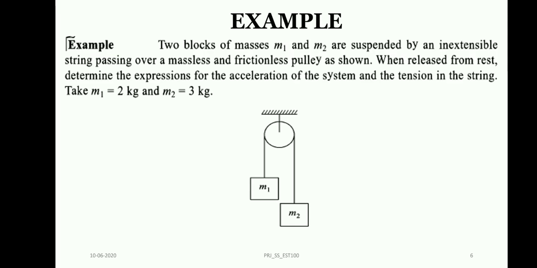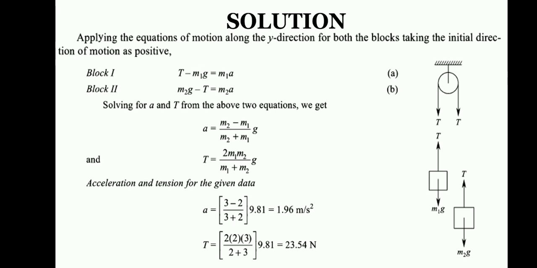Clear? To maintain the body in dynamic equilibrium, forces in the direction of motion are taken as positive and forces opposite to the direction of motion are taken as negative. Clear? Next, drawing the free body diagram of M1 and M2. We say that M2 is moving downward and M1 is moving upward.